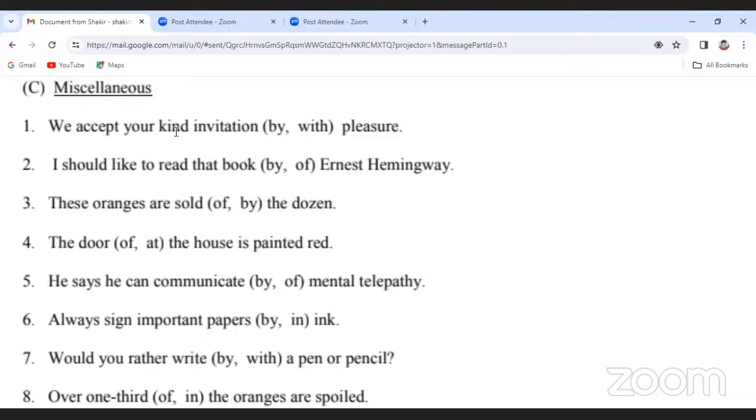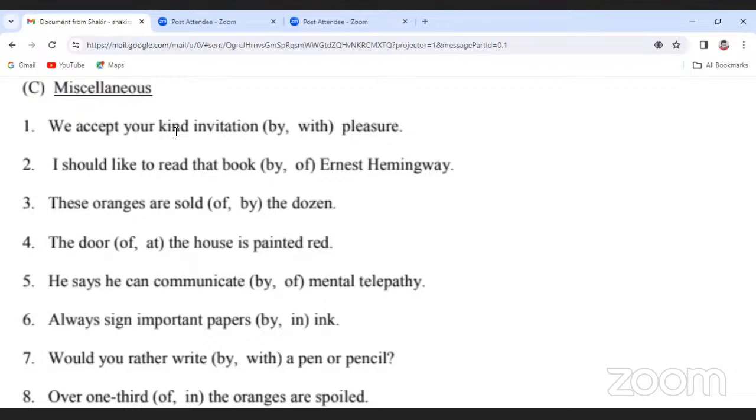Number 3. These oranges are sold dash the dozen. These oranges are sold off the dozen or by the dozen? Everyone try to answer. I would like all of you to communicate and participate. These oranges are sold by the dozen. By is the correct answer. Okay, we move to number 4.